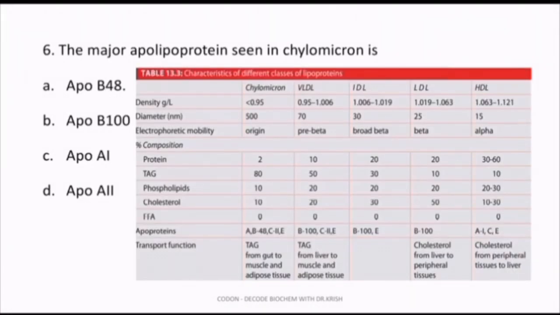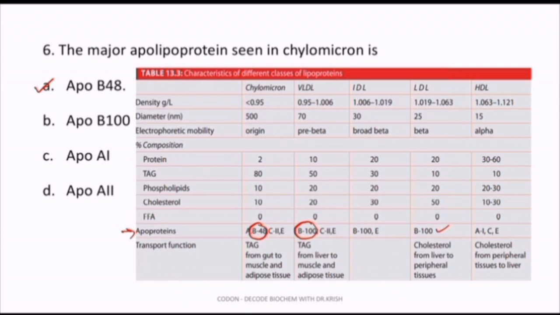So the next question is major apolipoprotein seen in chylomicrons. So classification of lipoproteins, we have chylomicrons, VLDL, IDL, LDL and HDL. So just directly jump into apolipoprotein column. Here for chylomicrons, the major apolipoprotein is ApoB48. Apart from this, you have ApoA, ApoC2 and ApoE. Similarly, for VLDL, the major is ApoB100 followed by ApoC2 and ApoE. Whereas for LDL, it is only ApoB100. And for HDL, it is ApoA1, ApoC and ApoE.